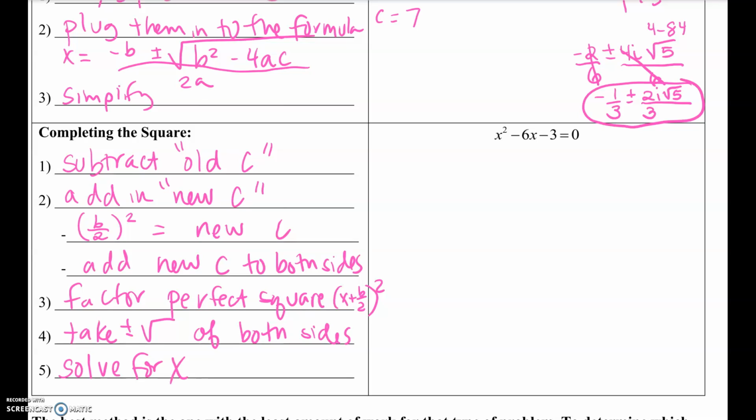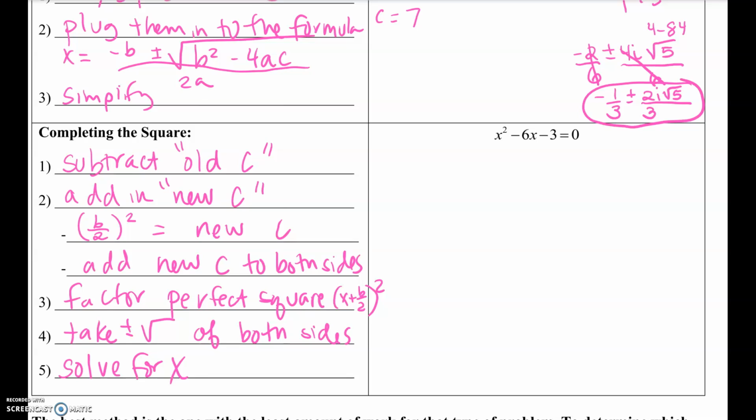So we subtract the old c, we add in the new c, which we get using that special formula, b divided by 2 squared. We're going to add that to both sides of the equal sign so that it's still balanced. That's going to give us the ability to factor one side, and then once it's factored, to having a square on the outside of parentheses, we can take the square root to undo the square power. And then that will give us 2 answers.